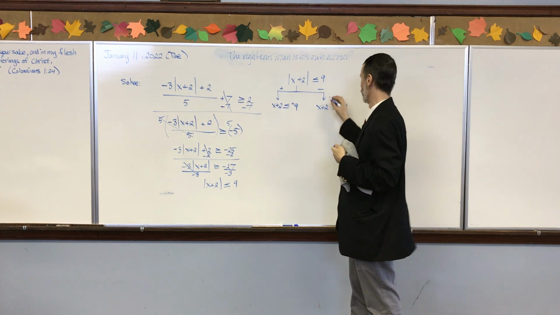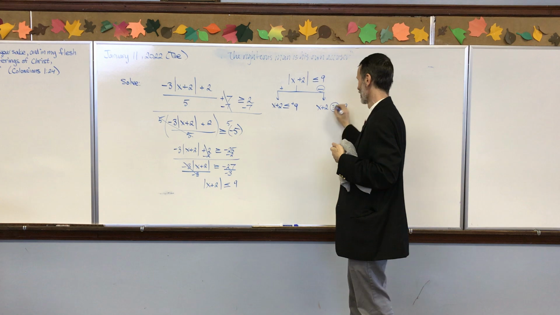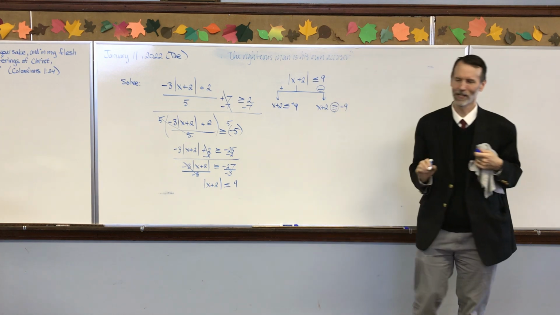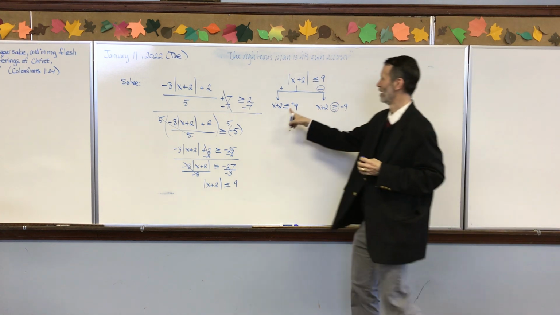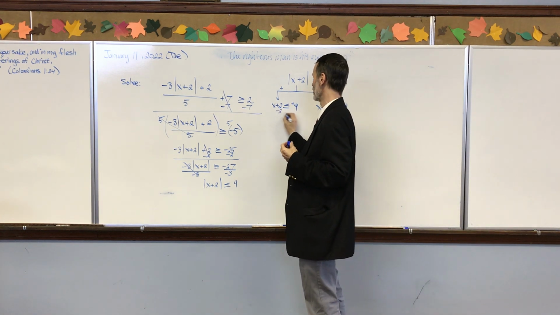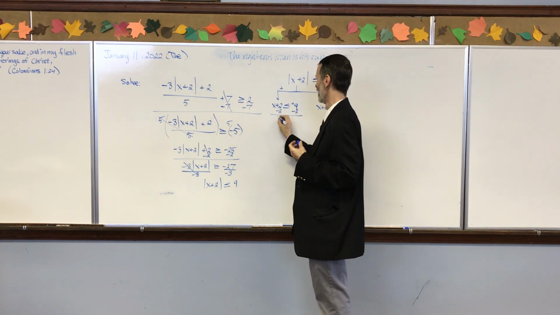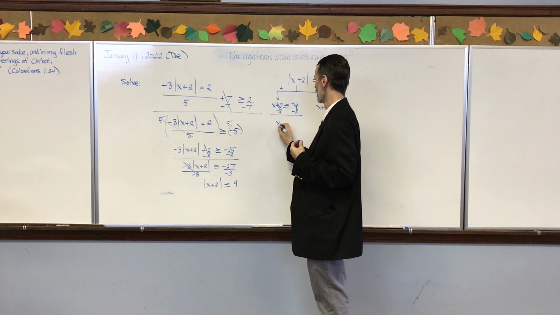On the negative side, it does. Only on the negative side, correct. And finish it off for me, Becca. So subtract 2. Subtract 2. Does that flip the sign? No. So what do you get? x is less than or equal to 7.